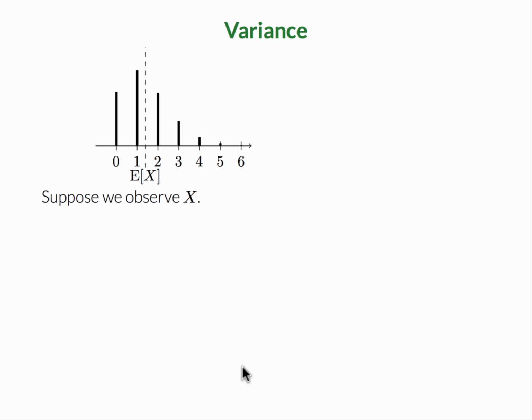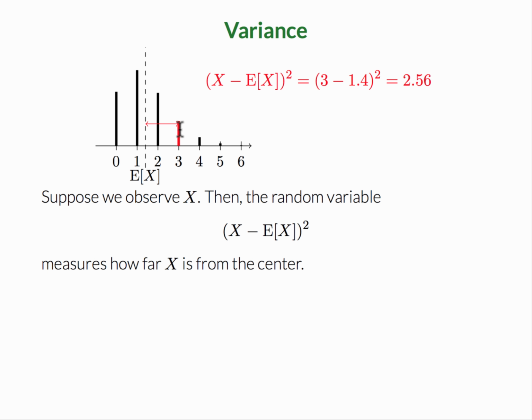To understand variance, suppose we observe a random variable x. And let's suppose x happens to equal 3, highlighted in red here. We can calculate how far x deviates from the expected value, from the center of the distribution, and then square this deviation. So if x equals 3, this squared deviation equals 2.56. But x is random, so x might equal, for example, 0. If x equals 0, then this squared deviation equals 1.96.